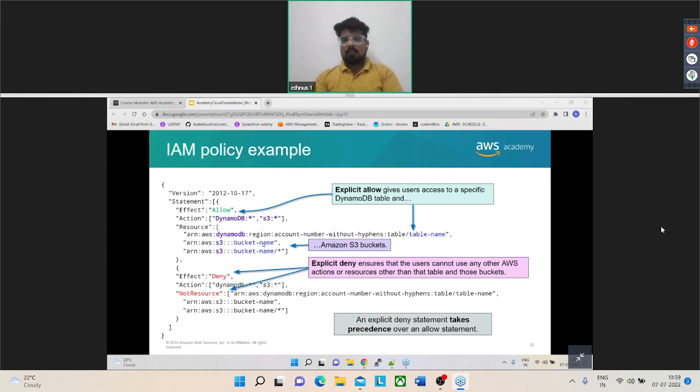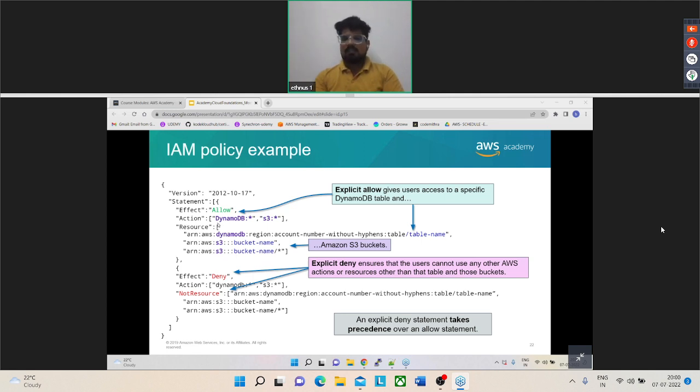Likewise, for the S3 bucket, which is known as bucket name, and for all the objects, bucket name slash star. There is one bucket name; consider the bucket as a folder. Inside that folder, I have created subfolders or uploaded files. Suppose there are 50 files and 3 subfolders. If I put bucket name slash star, that means this policy is applied to the bucket as well as all the objects and all the subfolders inside this bucket. You understood? For that we need the ARN.